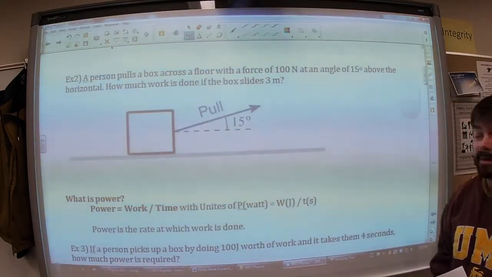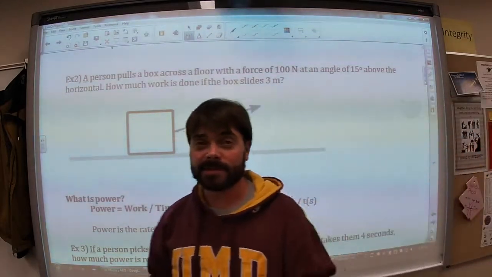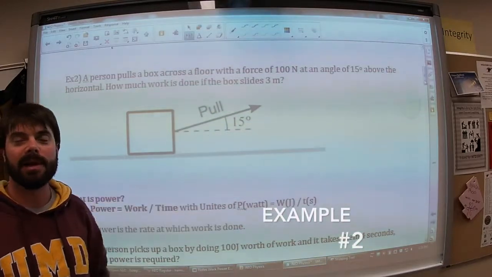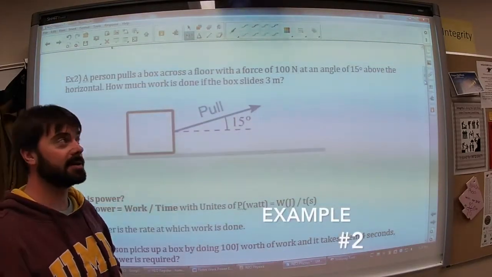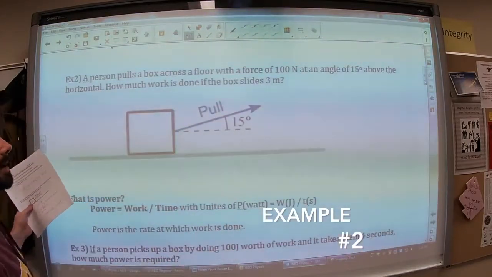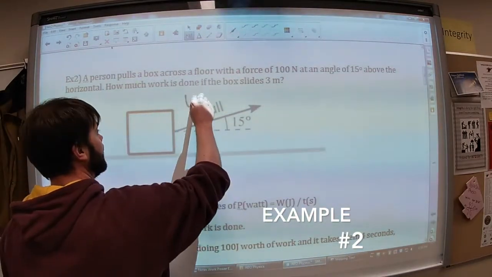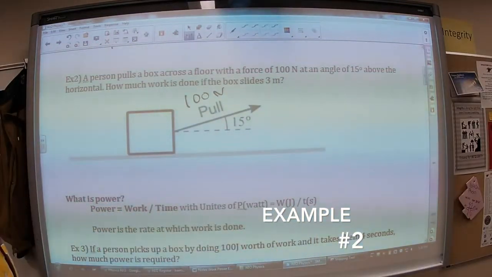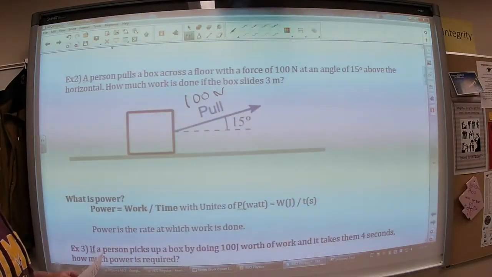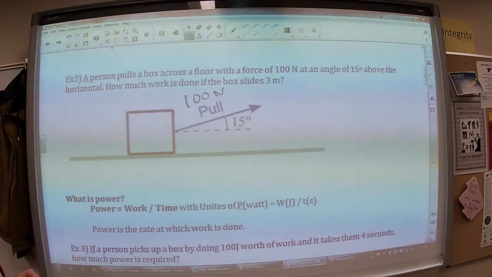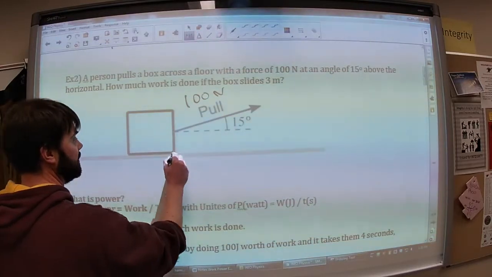Example number 2, we have a very similar example, except now the force is going to be applied in a direction that's not the same as the direction of motion. They say in the example that a person's pulling this box across the floor, applying 100 newtons of force along, let's say, a rope or a chain or a handle, at an angle of 15 degrees above the horizontal. How much work is done if the box slides 3 meters?